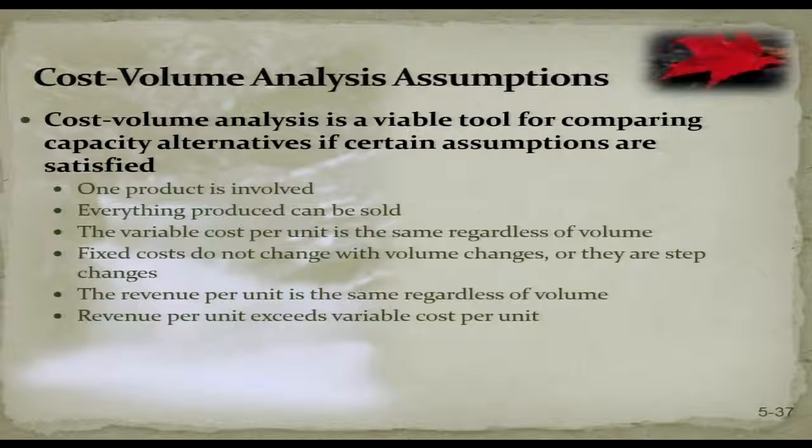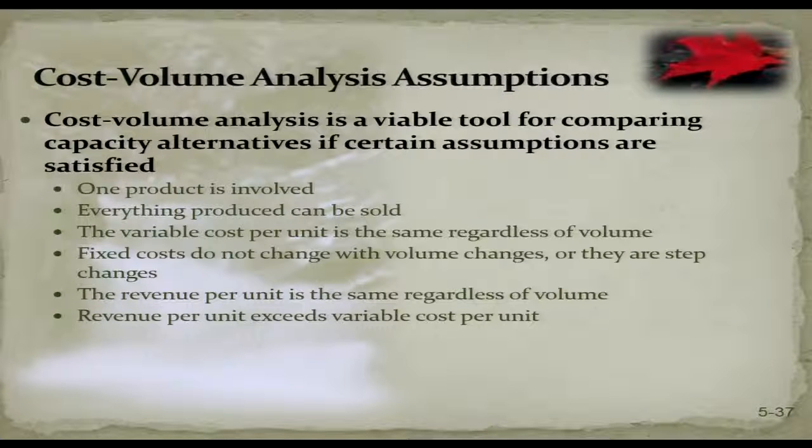Okay, and there are some assumptions. If we want to use this cost volume analysis method, the first assumption is that we only consider one product, like we have seen, but it can be easily extended to multiple products. You just add the fixed cost and the variable cost for more than one product. But this example is only one product. We assume everything produced can be sold. This is a pretty strong assumption, but if our demand forecast is really good, that's pretty close to reality. We can sell almost all the stuff we produce.